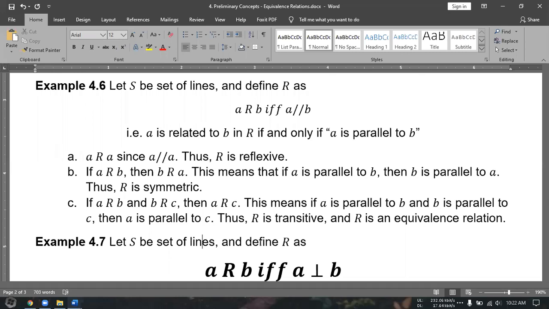Test natin yung ibang condition. How about the second condition, symmetric? Yes, sir. If A is perpendicular to B, then B is perpendicular to A. Yes. Third condition. No, sir. A is perpendicular to B and B is perpendicular to C. Is A perpendicular to C? Hindi, no? Kasi magiging parallel sila.